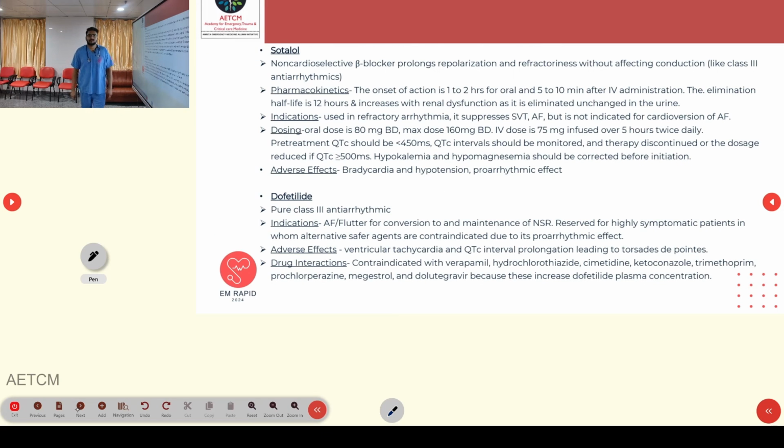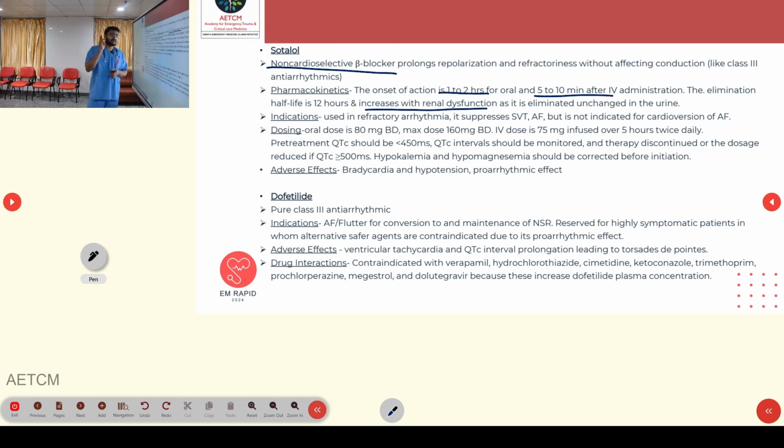And coming to sotalol, which is a non-cardioselective beta blocker, it prolongs the repolarization and refractoriness without affecting the conduction, like the class 3 antiarrhythmics. But it's a beta blocker. So since the action is similar to that of class 3, it has been grouped in this class. The pharmacokinetics: onset of action is 1 to 2 hours for oral and 5 to 10 minutes after IV administration. The elimination half-life is 12 hours and it increases with renal dysfunction as it is eliminated unchanged in the urine.